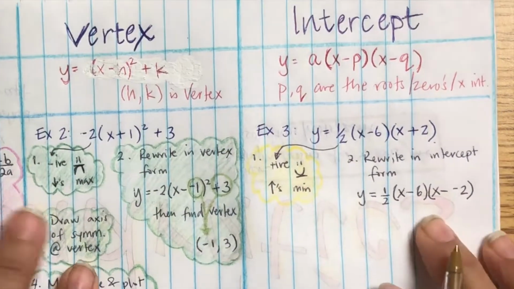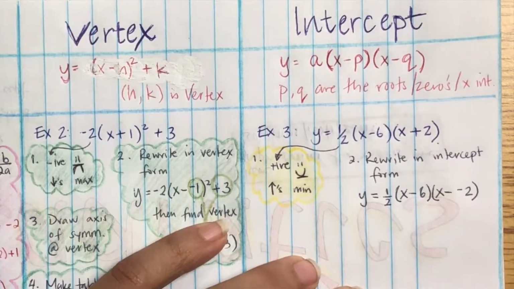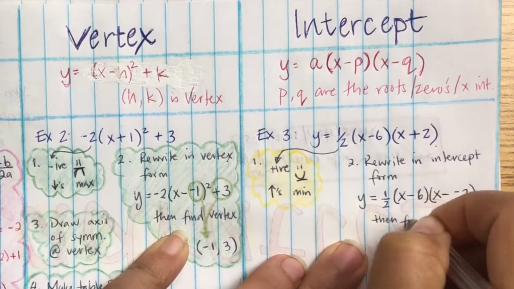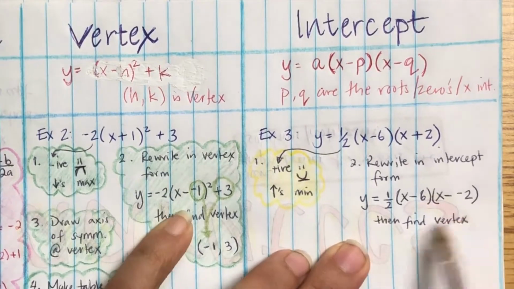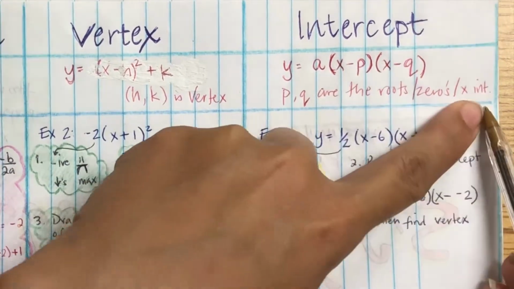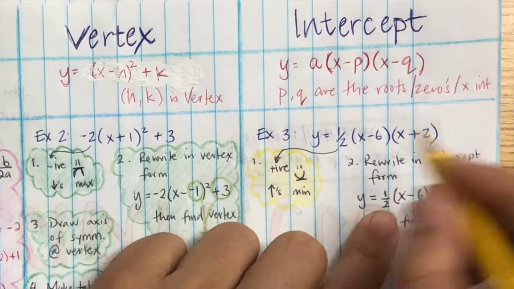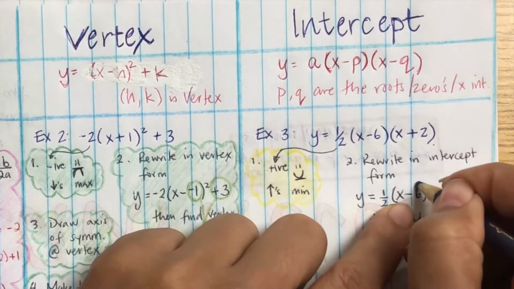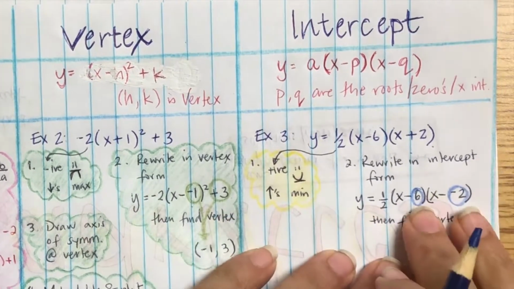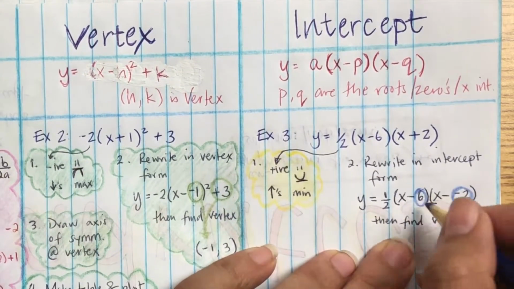I can pull out the information I want to do. So now I'm going to find the vertex. So two ways that you could do this. You can memorize a formula, or I'm going to teach you how to get it. Okay. So remember, these are roots, right? Where it crosses the x-axis. So pull out P and Q. So the numbers 6 and -2 after the minus sign.